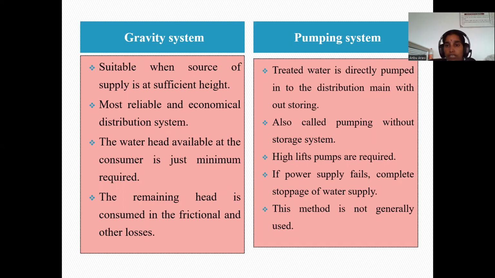Pumping system: treated water is directly pumped into the distribution main without storing, also called pumping without storage system. High lift pumps are required. If power supply fails, there is complete stoppage of water supply. This method is not generally used.